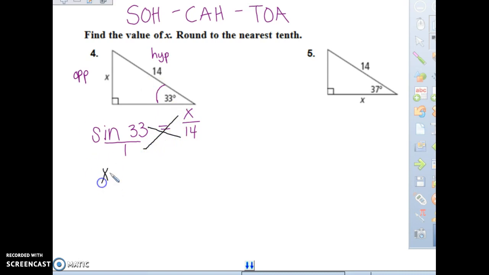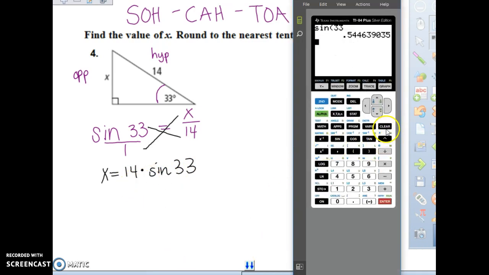So I'm going to start this out as x equals, and now here's kind of a trick with the trig. You have to put your 14 as the lead coefficient times the sine of 33. This way your calculator doesn't get confused. So you're going to multiply 14 times the sine of 33. And notice how I did not include a multiply. It'll just do that. And there's my answer. Again, remember your calculator must be in degrees. The directions tell us to round to the nearest tenth. So it looks like we're getting 7.6.